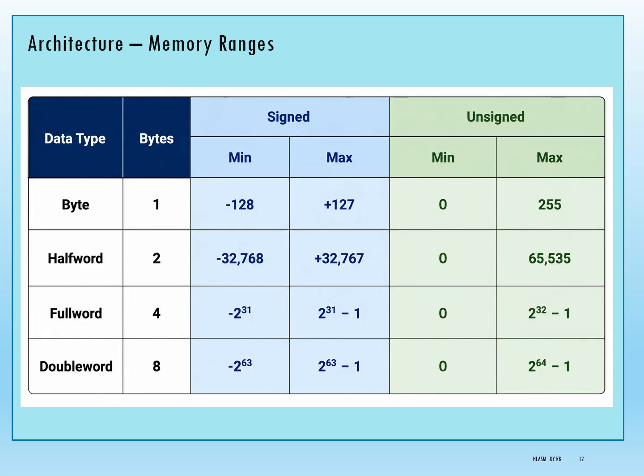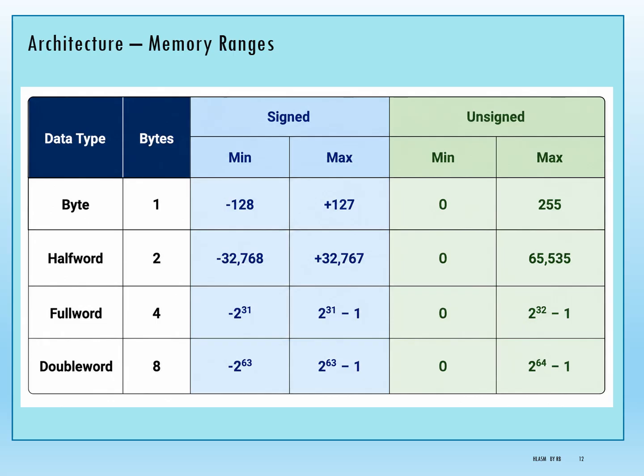If you really look at it, more or less this is of the value 255 divided by 2, so it will look like that: minus 128 to plus 127. Similarly, for a half word, again out of 65,535, it is minus 32,768 to plus 32,767.